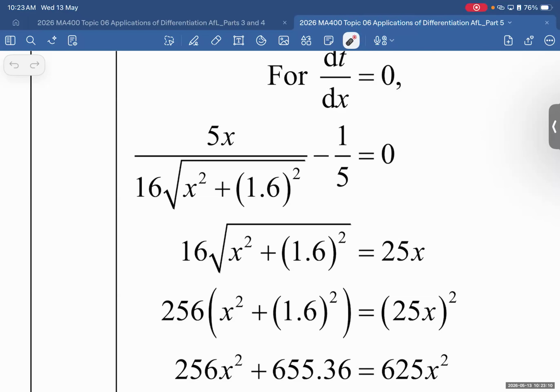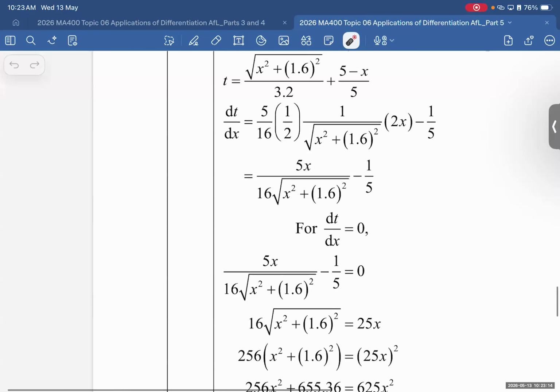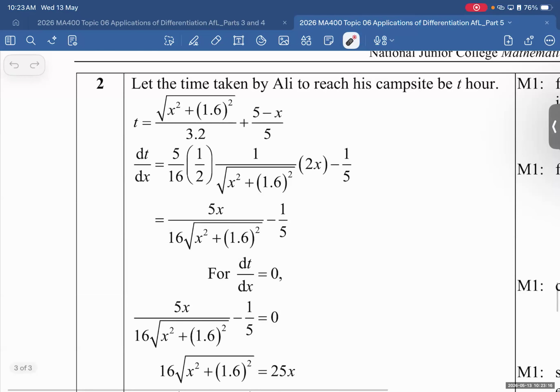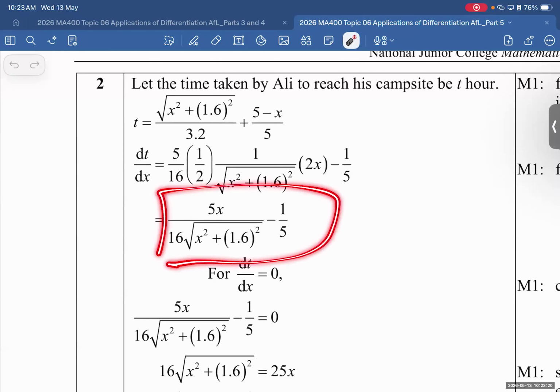No, it should be 5/16. Then you check that. This one is wrong. Can you check? Go back to this part. Go back to your dy/dt. Hey, how about you not listening?